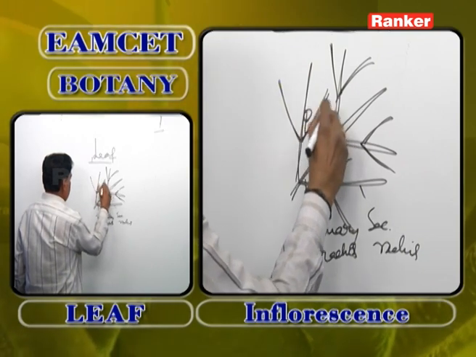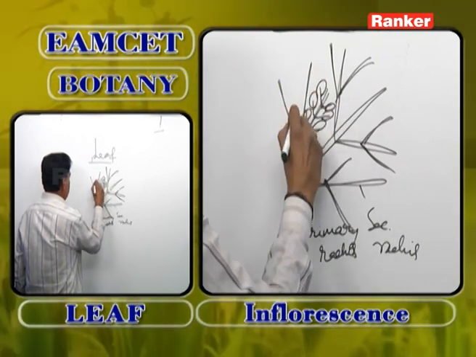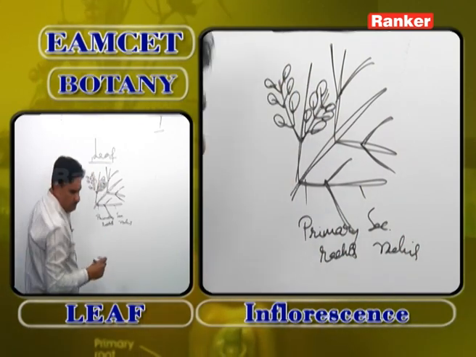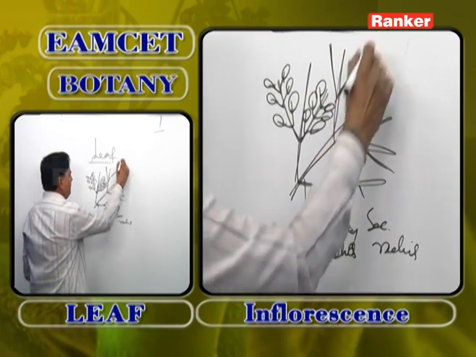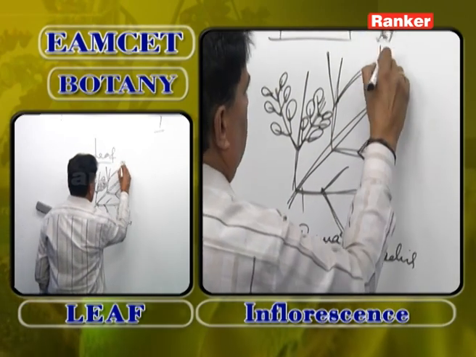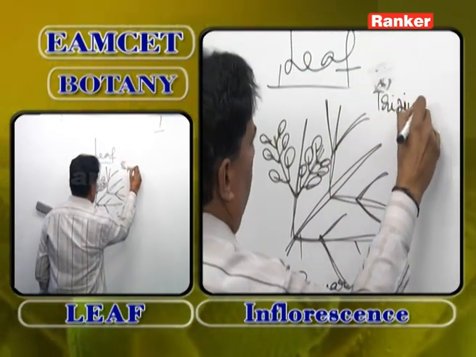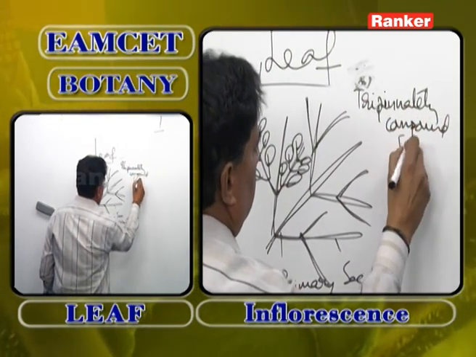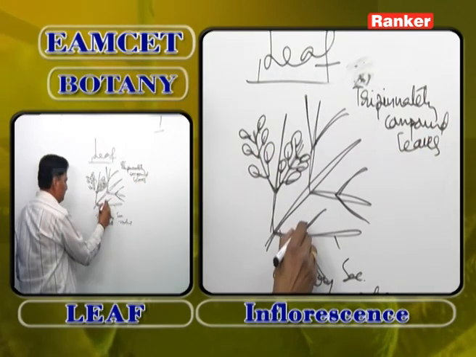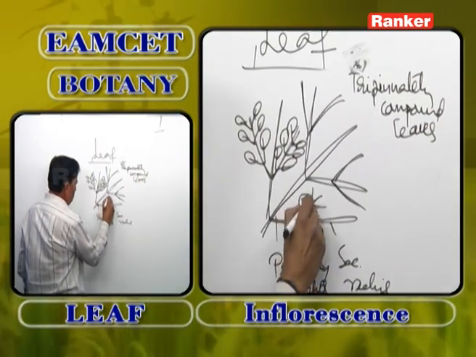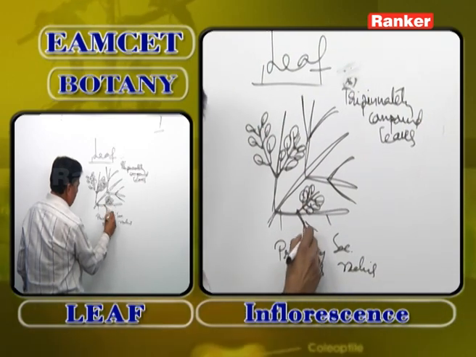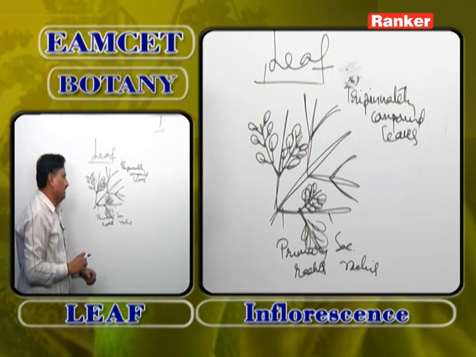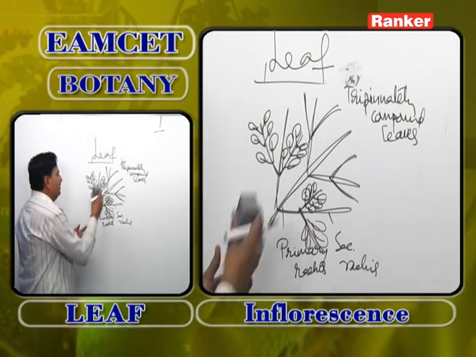Leaflets are arranged on both sides of the tertiary rachis. That's why these are popularly called tripinnately compound leaves. So rachis are primary, secondary and tertiary. So leaflets are arranged on both sides of the tertiary rachis in the case of Millingtonia.